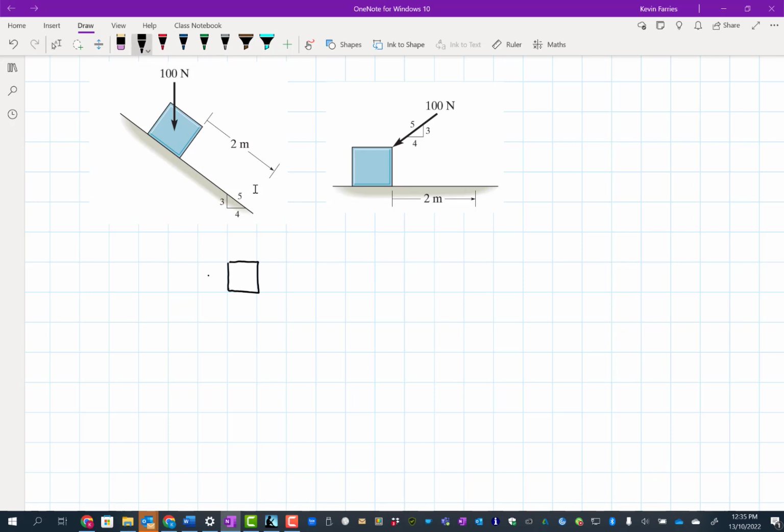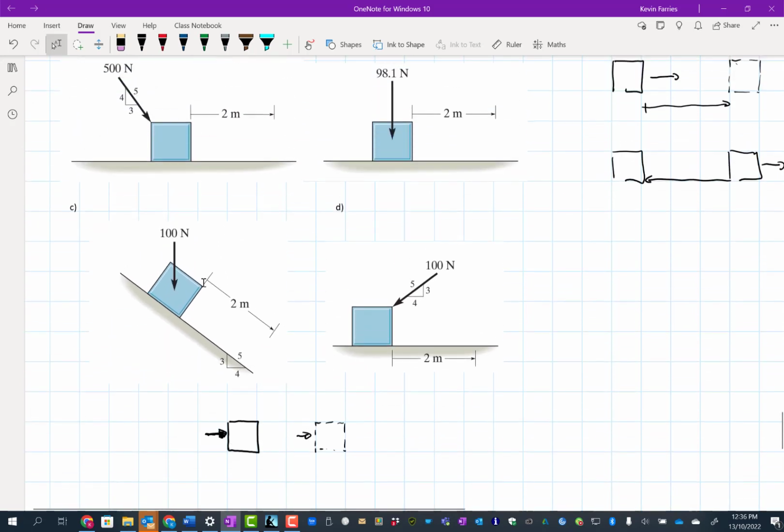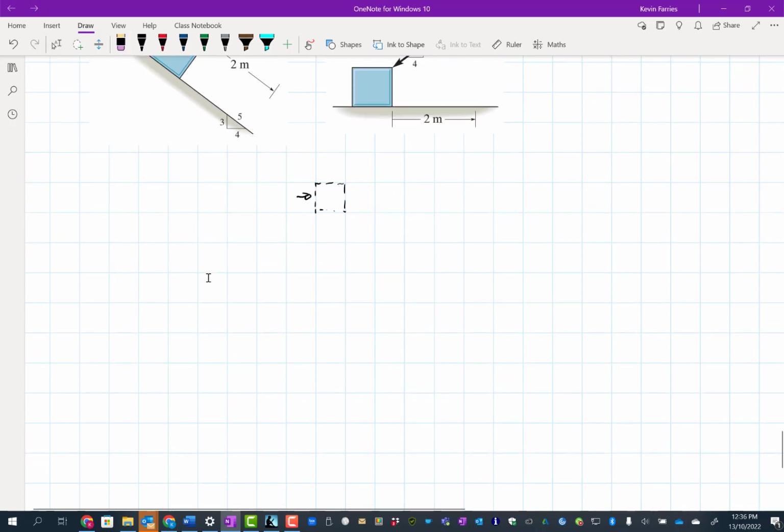So if I have a block and I apply a force to it, there's no work done if it remains stationary and doesn't go anywhere. The only time you're going to get work done is if the block moves. Then it's going to have done some work. Not only that, it has to move in the direction of the force. And you can kind of imagine why that's the case.